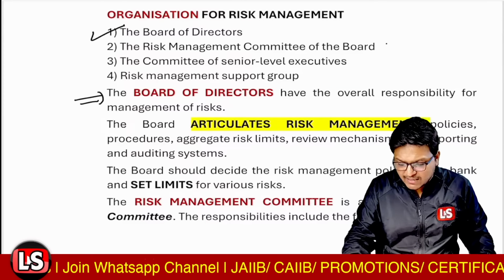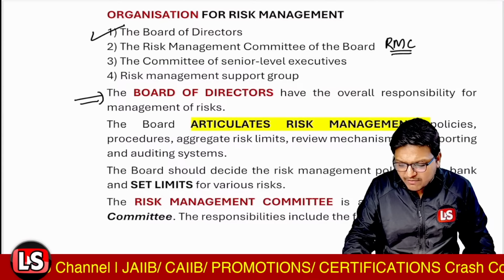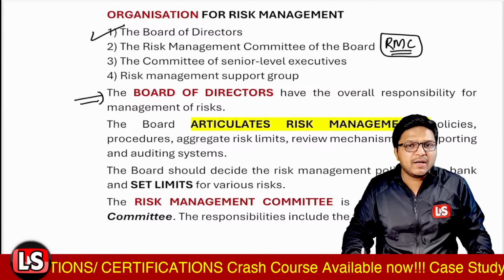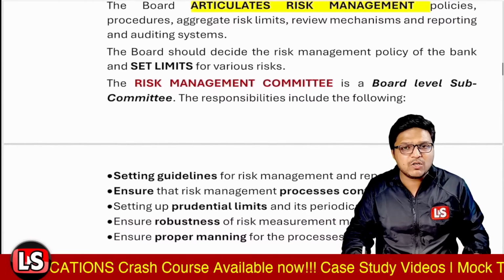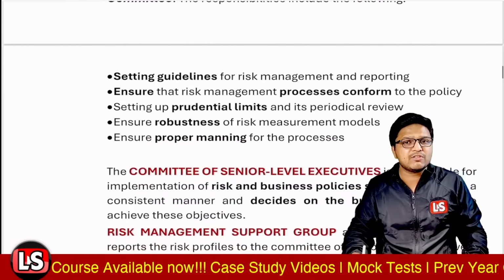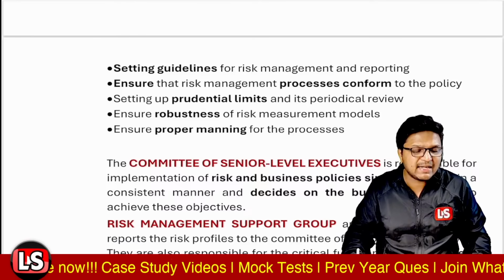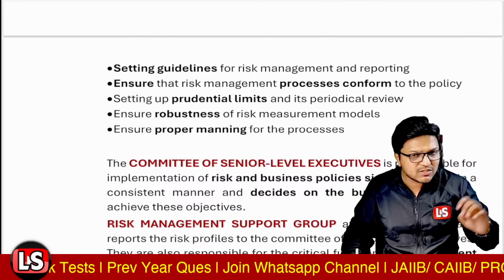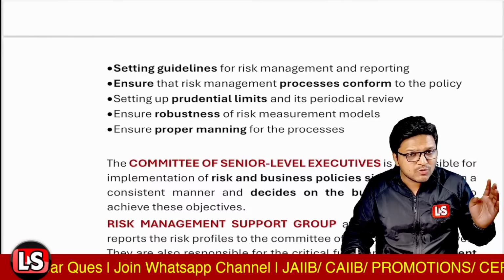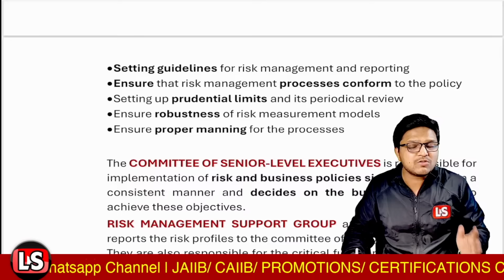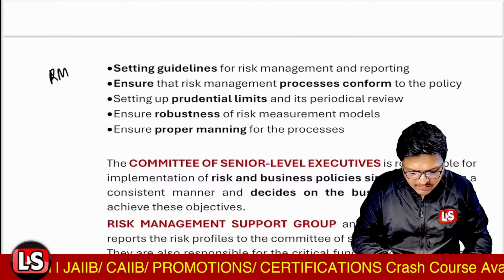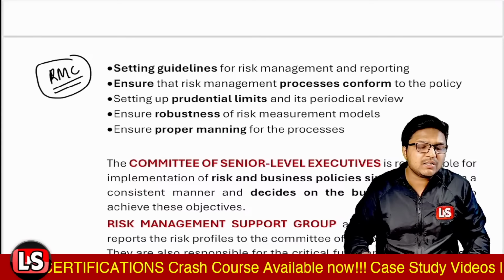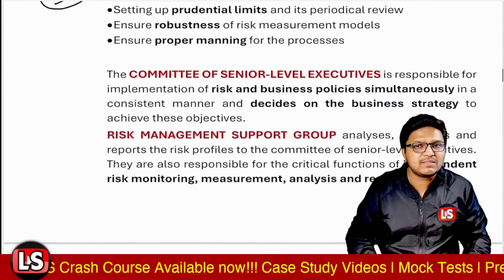And after that we have the RMC. RMC is basically a board level committee for risk management, so we can say it's a board level subcommittee. So whatever guidelines are to be set up, any potential limits that are to be set up, let's say we want such kinds of limits for our risk, and further if you want to check the robustness of the system, and to have proper manpower in the system, all these duties are with the RMC, that is the risk management committee at the board of directors level, right? And the third tier is the committee of the senior executives.